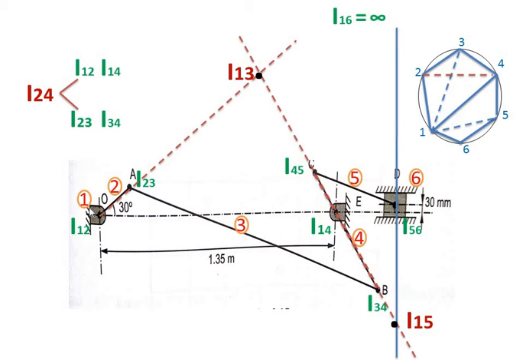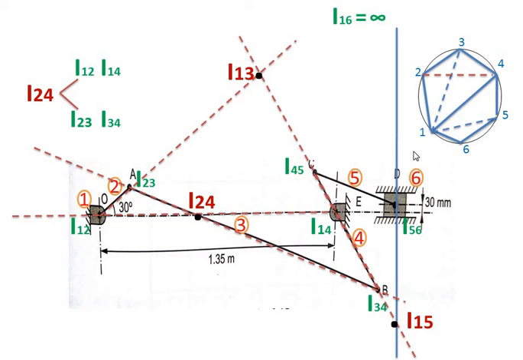Now here is I12 and here is I14. So just join it. This is a line for I12, I14, and this is the line for I23, I34. So these intersect at this point. So this is I24. In this way we have located I24.